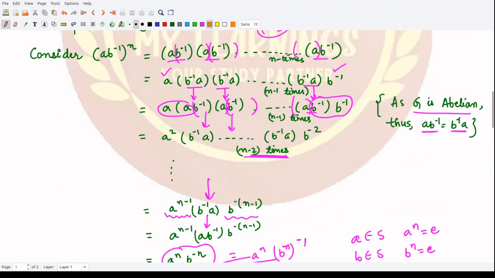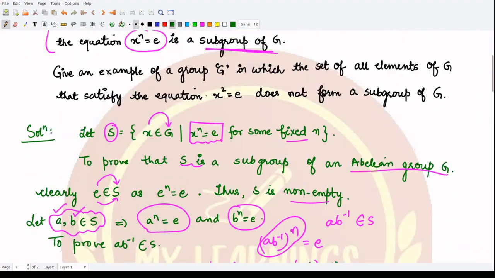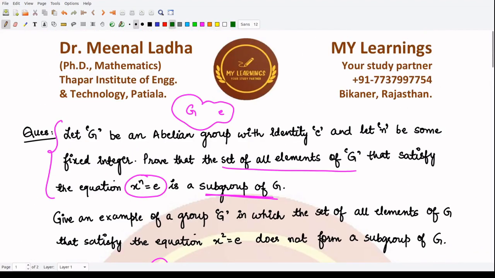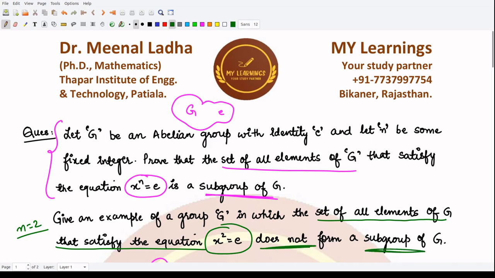Okay, moving forward, now let's see our second question. In the second part of this question, they are asking us to give an example of a group G in which the set of all elements of G which satisfy this equation, with n given to be 2, so x squared is equal to E, does not form a subgroup of G. Let's see how this is possible.